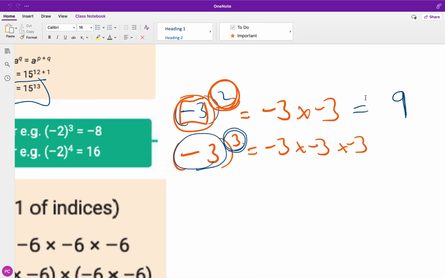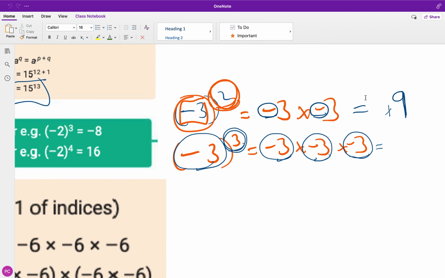And because I have a minus by a minus, it's going to give me plus 9, or just 9. Now this is where it gets complicated. We have minus 3 by minus 3 by minus 3.